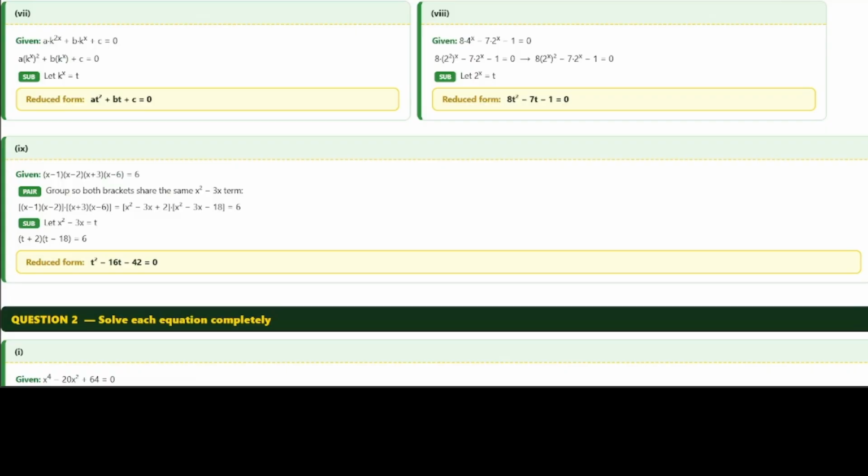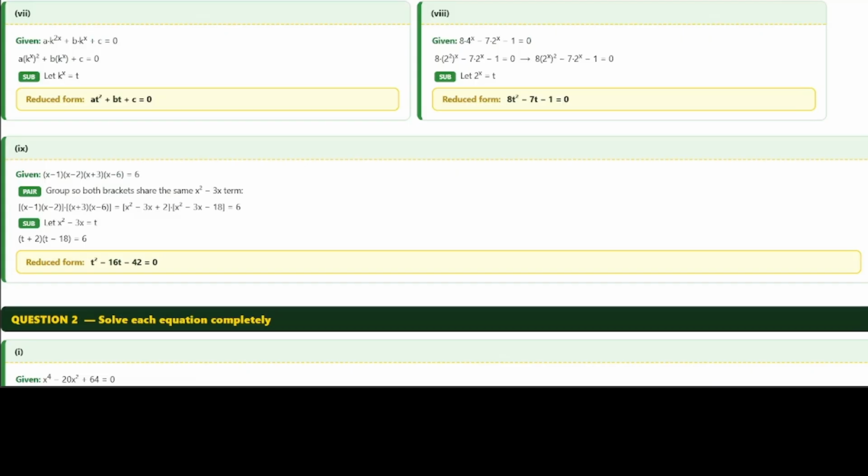We will group so both the brackets share the same x square minus 3x term. So we can take x square minus 3x and let it be equal to t. Our equation is t plus 2 into t minus 18. So how are we going to solve this even further? We can take t and multiply it with t plus 2, and minus 18 multiplying it with t plus 2.